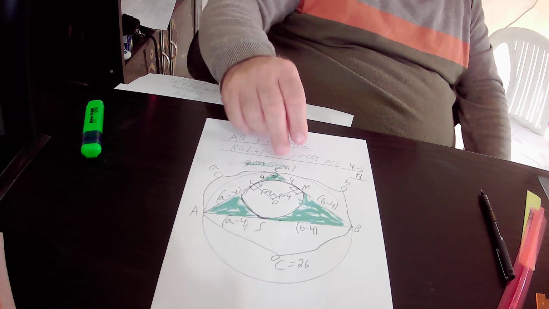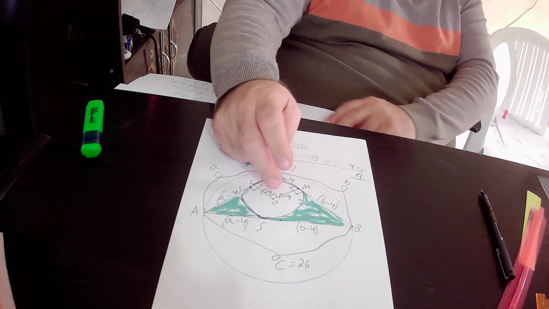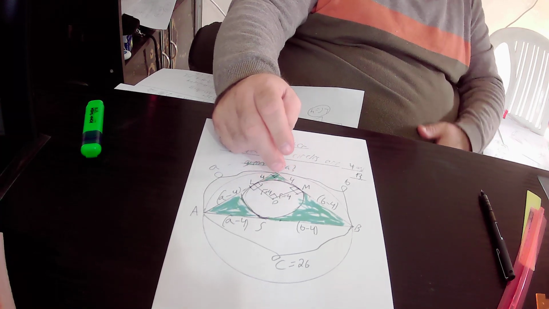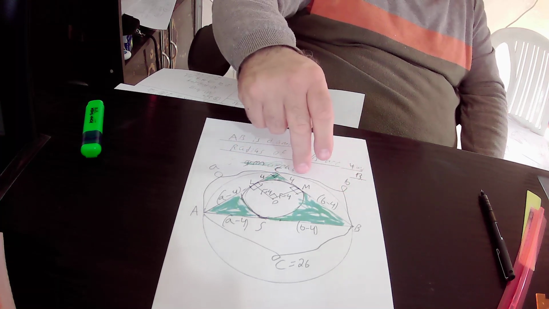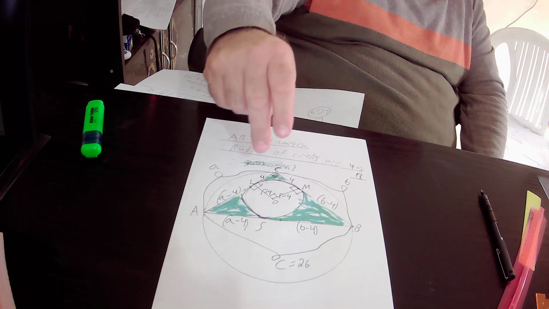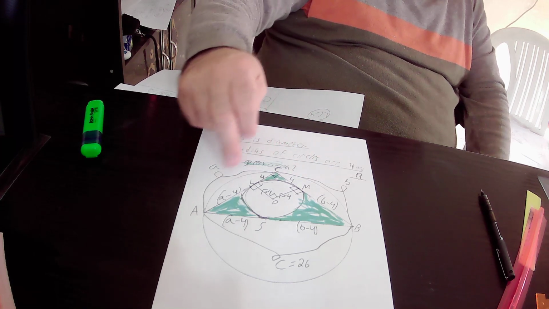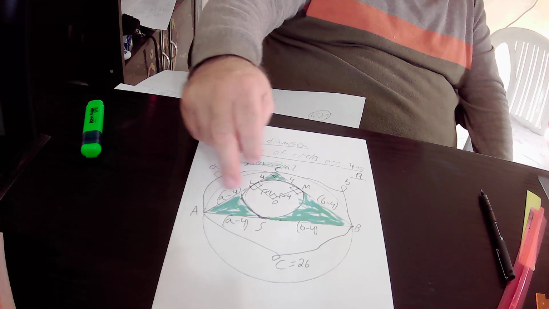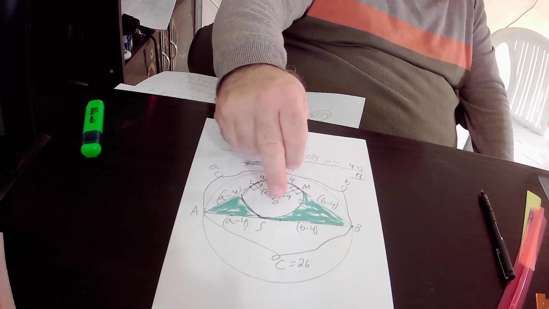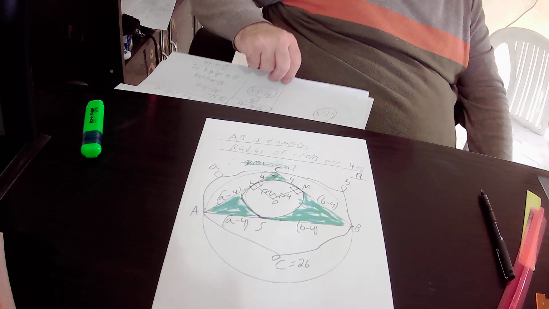So here we define the center of the small circle as O. We define the point of tangency of tangent BC with this small circle as M. We define the point of tangency of tangent AC with the small circle as L. And we define the point of tangency of tangent AB with the small circle as S.